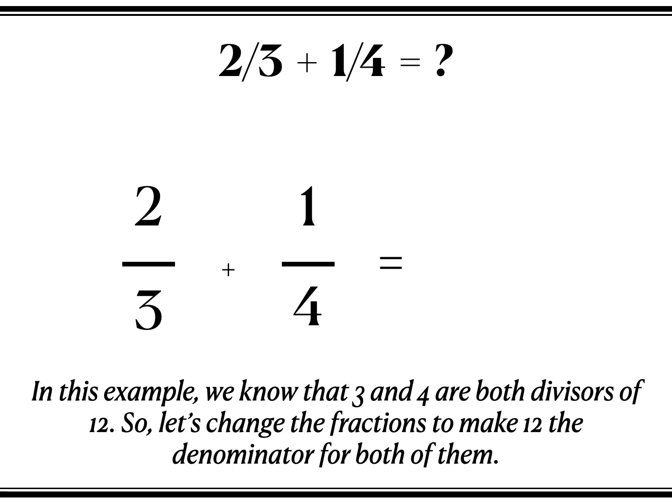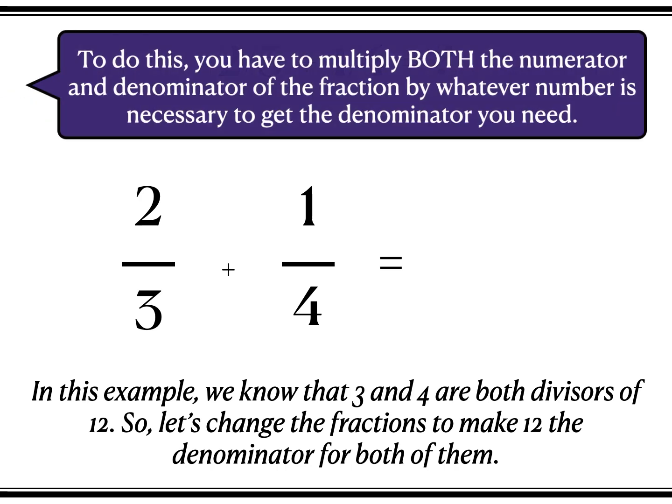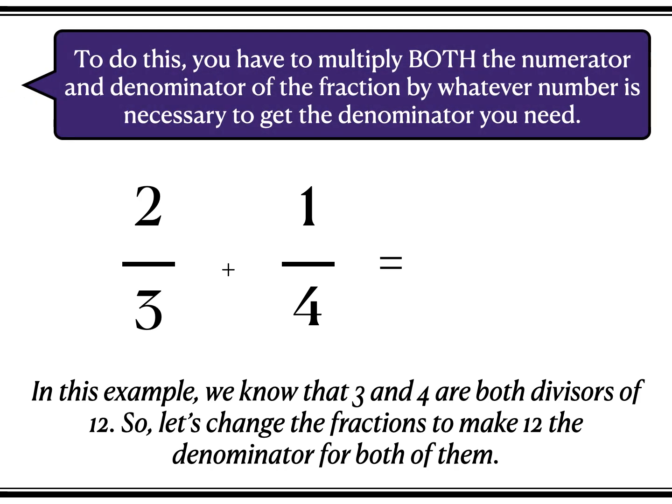Now, in this example, we know that 3 and 4 are both divisors of 12. In other words, they both go into the number 12. So let's just change the fractions to make 12 the denominator for both of them. To do this, you have to multiply both the numerator and the denominator of the fraction by whatever number is necessary to get the denominator you need. So for that first number, we want the denominator to be 12. We need to multiply the numerator and denominator by the same number to get us a denominator of 12. It doesn't matter what the numerator is.